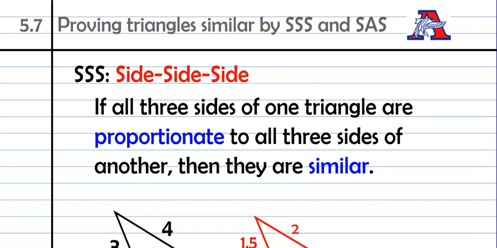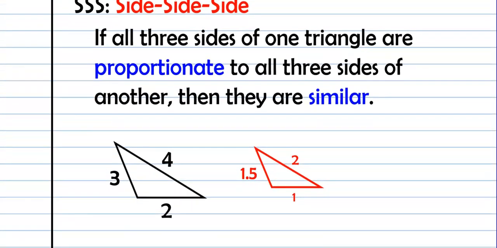The difference is in similarity, we're not looking for congruent sides, we're looking for proportionate sides. So if all three sides of one triangle are proportionate to all three sides of another, then they are similar. The diagram here does a decent job of explaining what's going on. The triangle on the left has sides of 2, 3, and 4, and the triangle on the right has sides of 1, 1.5, and 2.